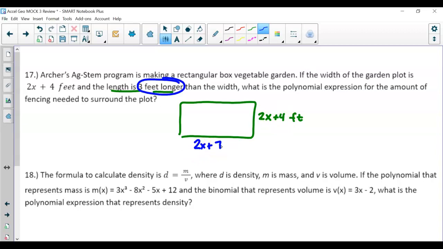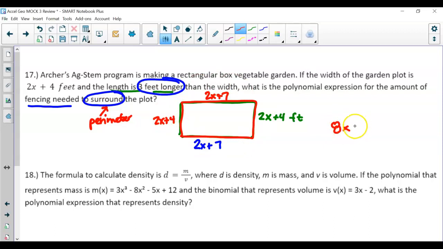What is the polynomial expression that represents the amount of fencing needed to surround the plot? So surrounding, where does fencing go? Around. So what are we talking about? The perimeter. So all we have to do here, because we're looking for the fencing that goes around, is adding up all four sides. So we need 2x plus 7 here as well, 2x plus 4 here as well. Now we can combine. So this gives us 8x plus 18 feet for our perimeter.